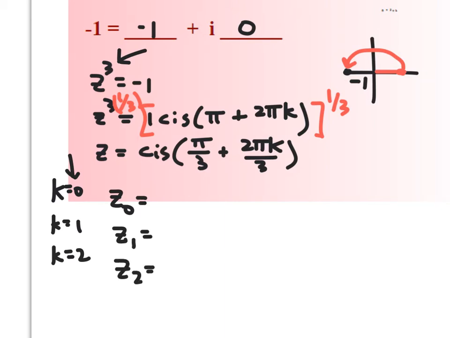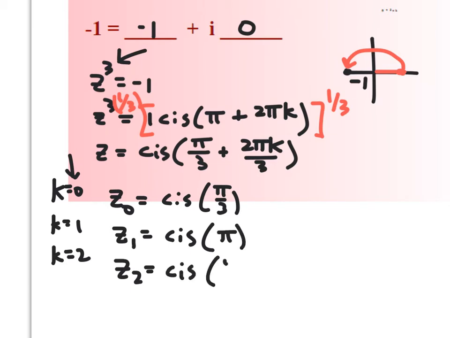of -1. Alright, so if I plug in a 0 for k, I get cis pi over 3. That was for k equals 0. For k equals 1, I get cis pi over 3 plus 2 pi over 3, which is 3 pi over 3, which is pi. And then I add 2 pi over 3 yet again, and I get 5 pi over 3.